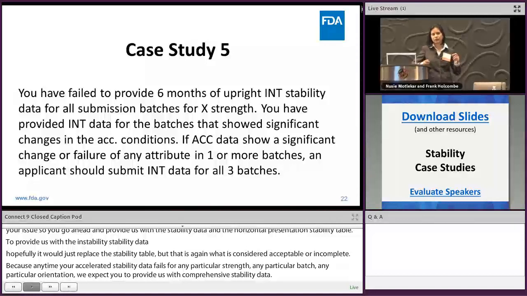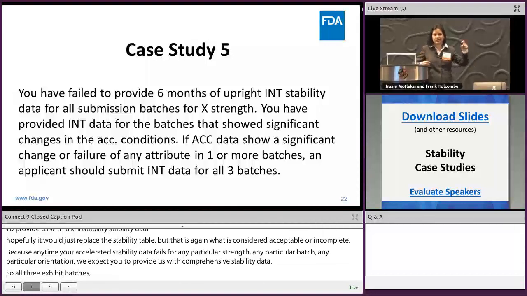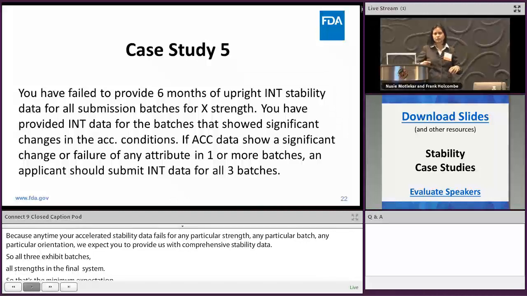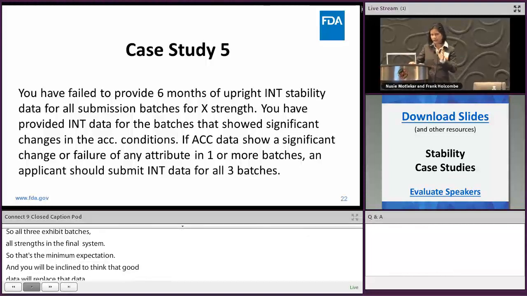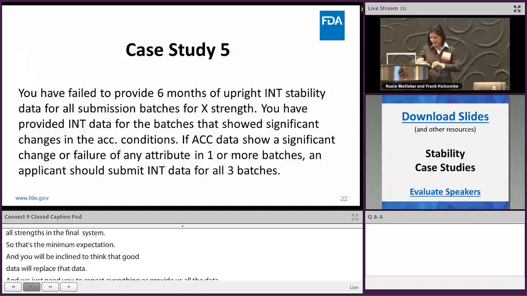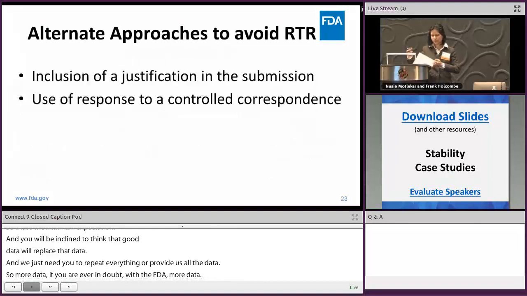So I know it's intuitive and you'll be inclined to think that, hey, good data will replace one piece of the bad data, but we just need you to repeat everything and provide us with all the data. So more data, if you're ever in doubt with the FDA, more data is always good. So hope it's clear to you. If not, we can talk some more.